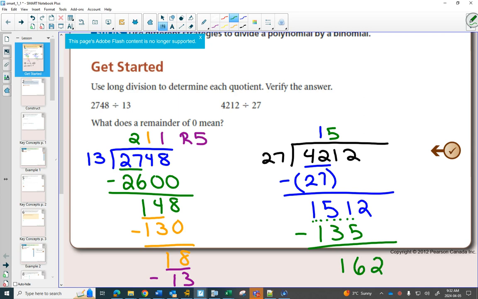Bring down the 2. Because really, again, there are really 2 zeros there because of what you're multiplying by. 162, this works out perfectly to be 6. And when you subtract now, you get no remainder. So this one divided out perfectly.